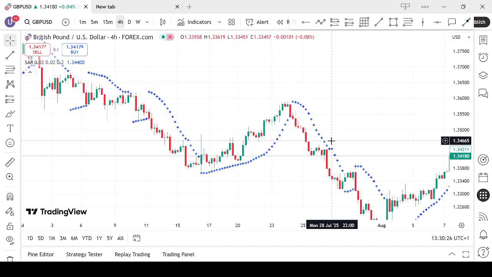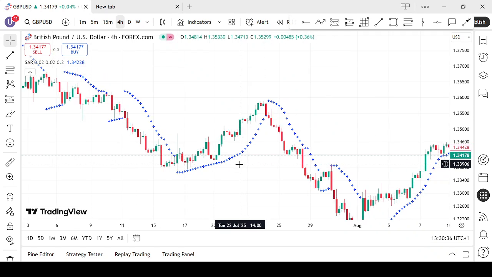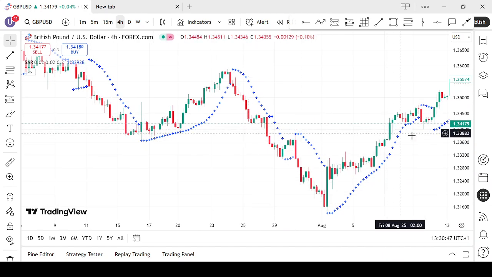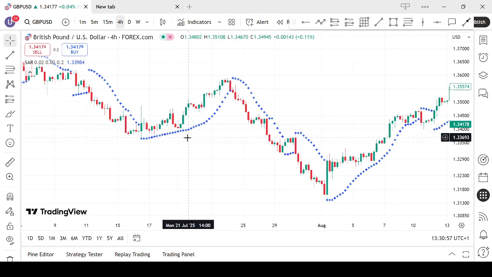One more important characteristic to understand about the parabolic SAR is that it works best in a trending market. Now, when you get a ranging or choppy market with no clear direction, the constant flipping of the SAR dots can generate lots of false signals. Meaning, when you are in a sideways market, you avoid using this indicator to spot trend reversals. This is why many traders combine the parabolic SAR with other indicators to filter out noise and improve signal accuracy.